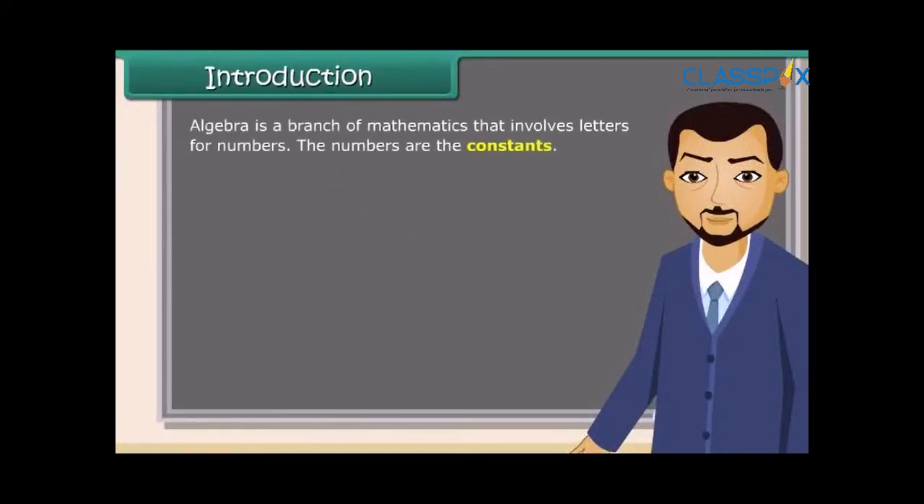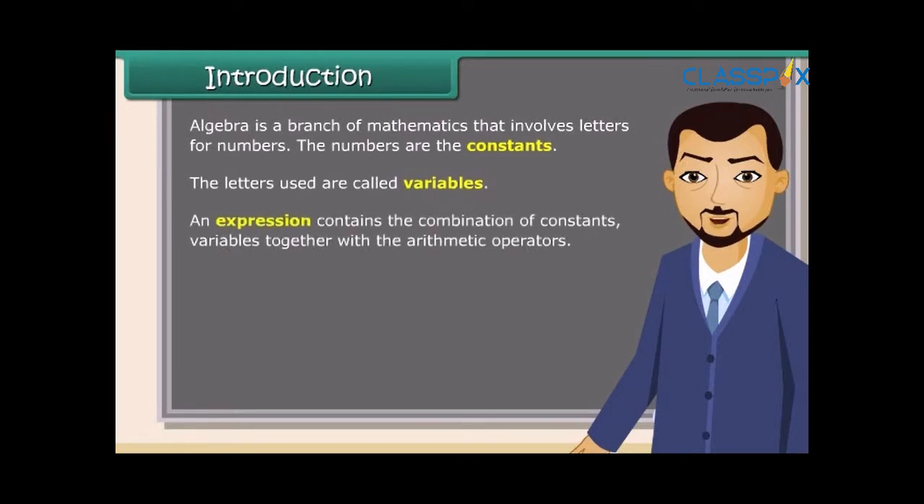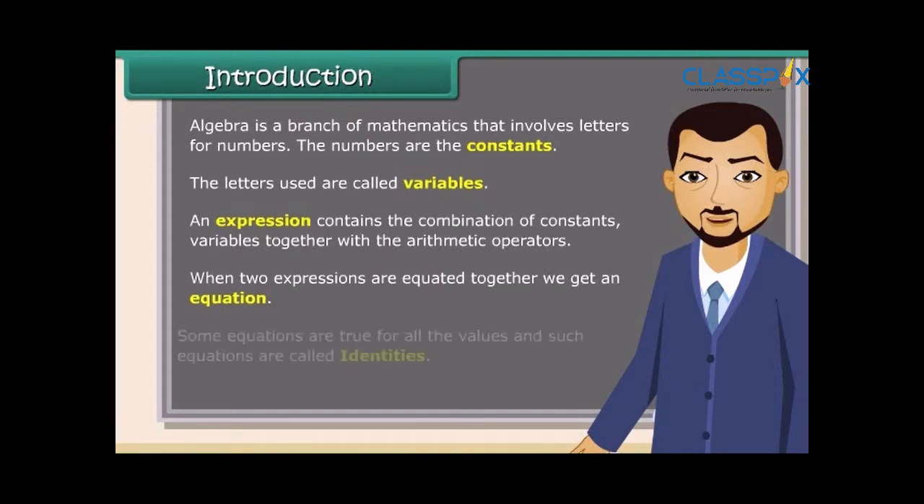Algebra is a branch of mathematics that involves letters for numbers. The numbers are the constants. The letters used are called variables. An expression contains the combination of constants and variables together with the arithmetic operators. When two expressions are equated together, we get an equation. Some equations are true for all the values, and such equations are called identities.